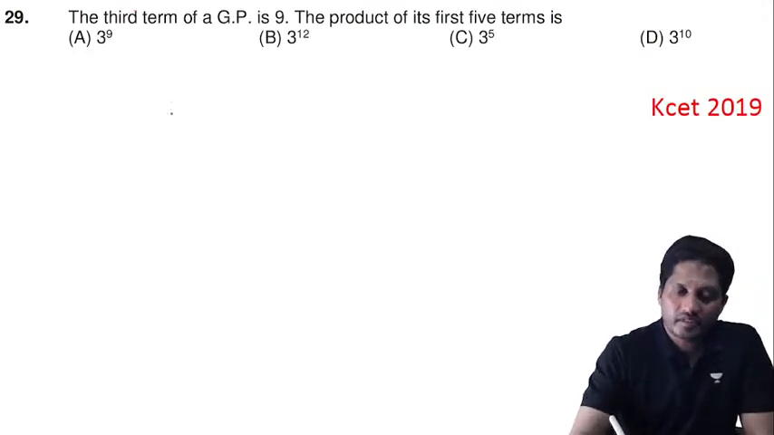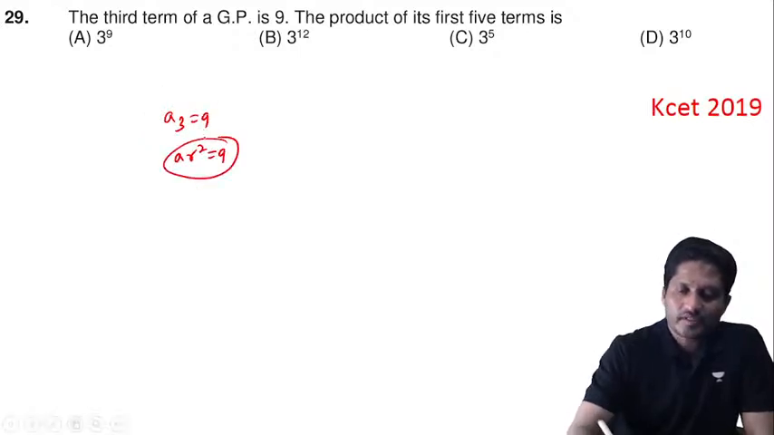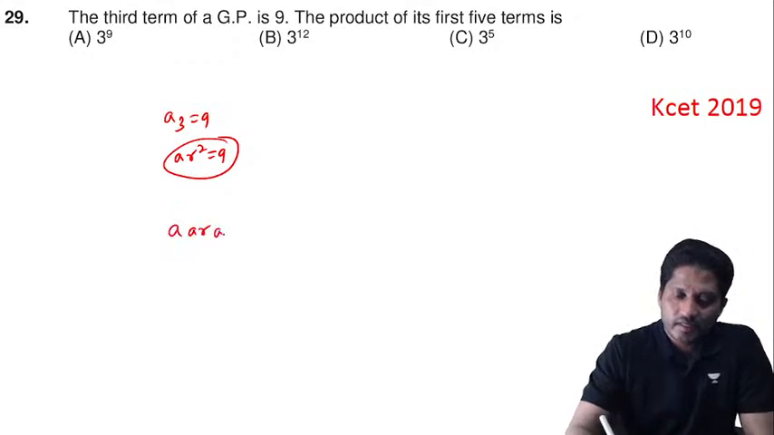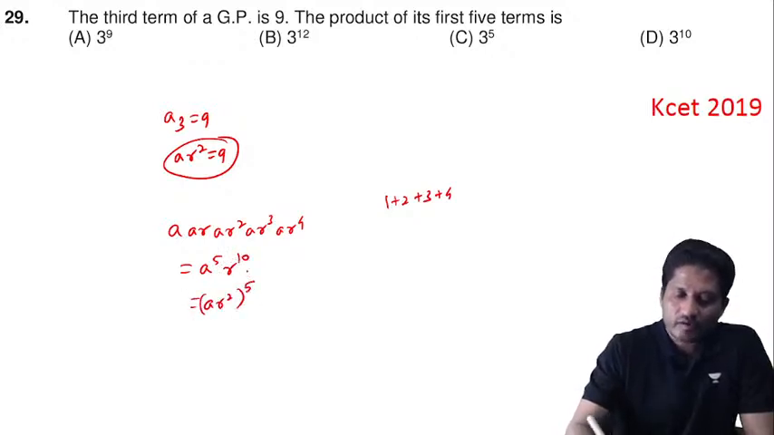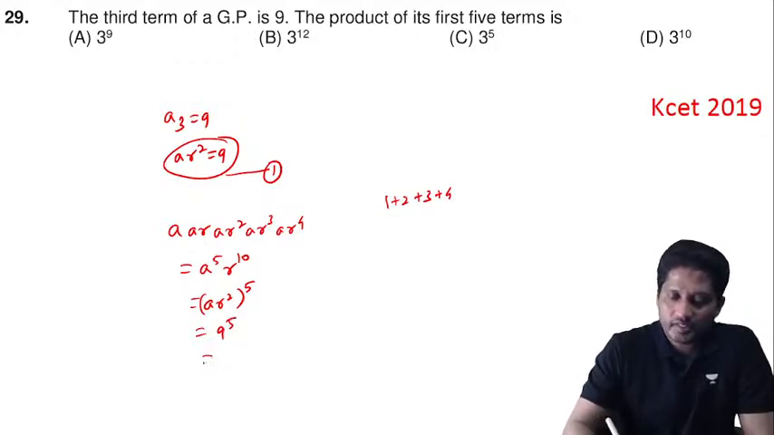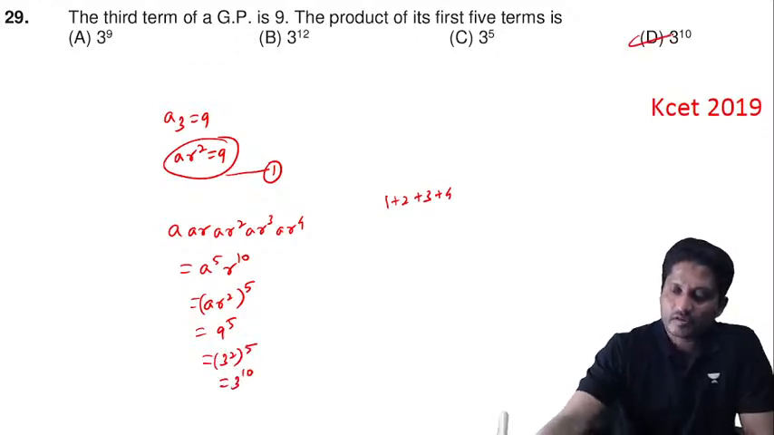Now, third term of a GP is 9. So this means that ar square is equal to 9. Product of the first 5 terms is a into ar into ar square into ar cube into ar power 4. So this is a power 5, r power 1 plus 2 plus 3 plus 4, that is 10. r power 10. So this is (ar square) whole power 5, right? Now according to the question, ar square is equal to 9. So this is 9 to the power of 5. 9 power 5, there's no option. I'll write 3 square power 5, which is 3 power 10. Okay, answer is option D.